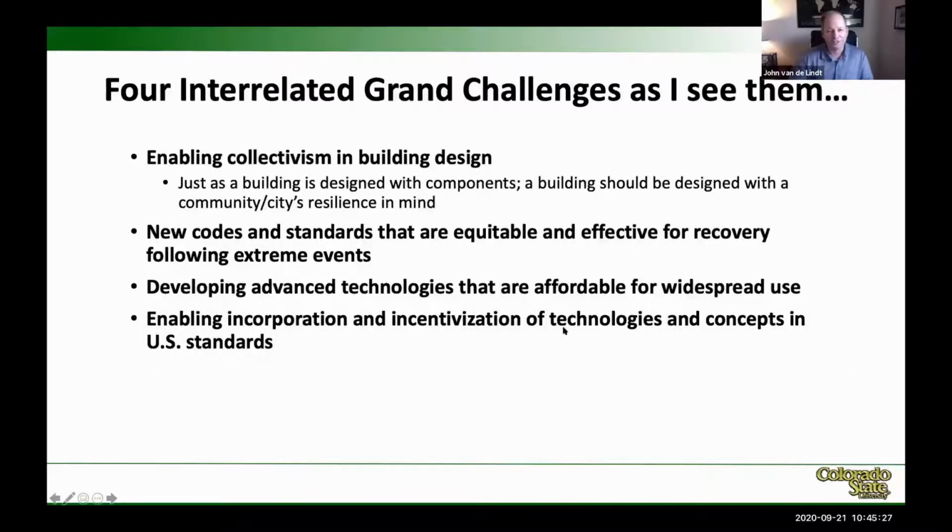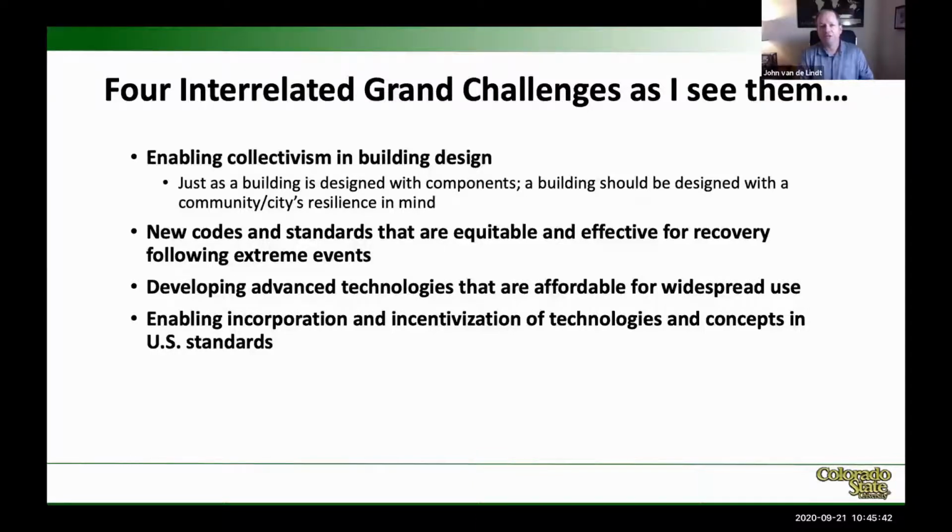Okay, so that brings me to my final comment here. There are 4 interrelated grand challenges as I see them, and the first one is really overarching. It's enabling collectivism in building design.